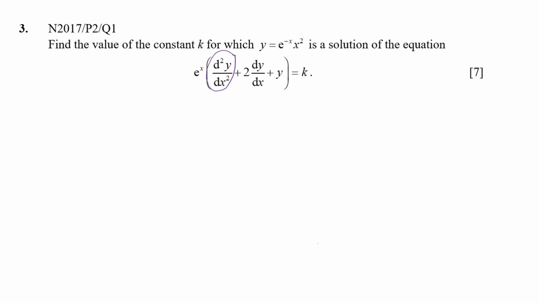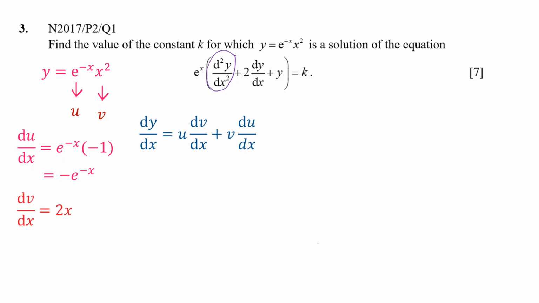Let's find your dy/dx first. Finding dy/dx is easy. You just apply the product rule. Let u be e to the power of negative x. So du/dx will be e to the power of negative x times negative 1, which gives you negative e to the power of negative x. And then let v be x squared, so dv/dx will be just 2x. And then plug into your product rule formula. All right, so the next thing is to factorize.